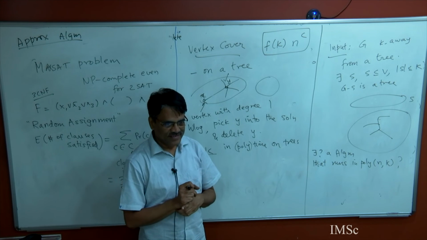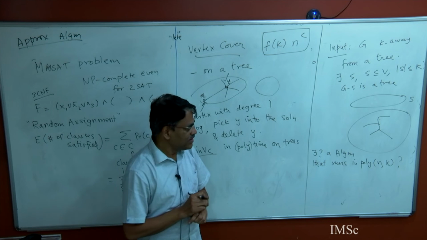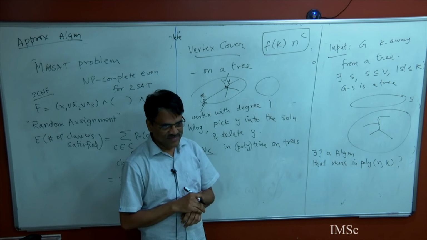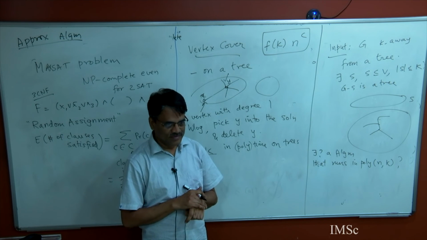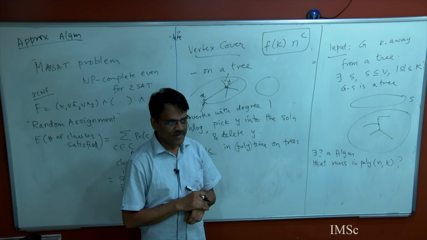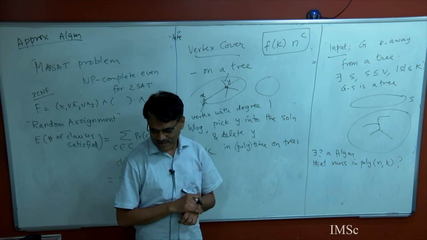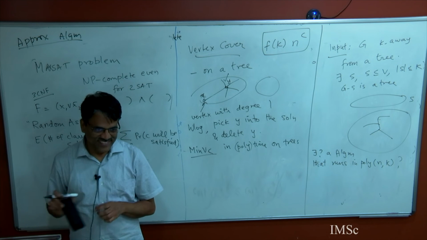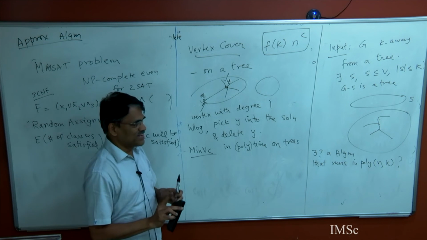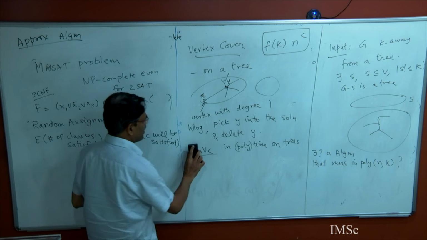Some over k choose... some subset of vertices into the solution... Is that a guess or is that a whole algorithm? Do you see the whole algorithm?